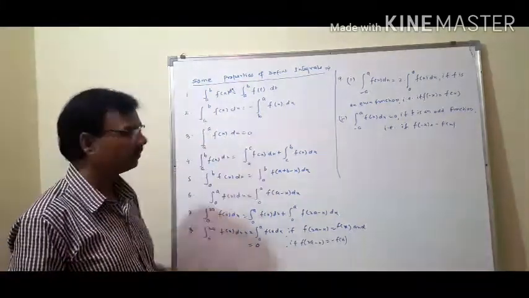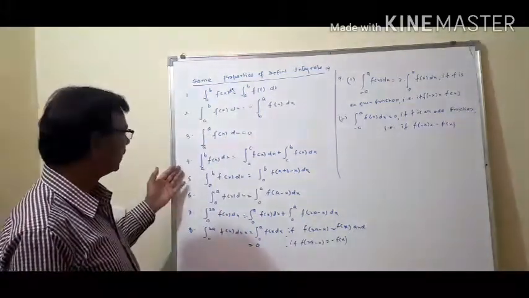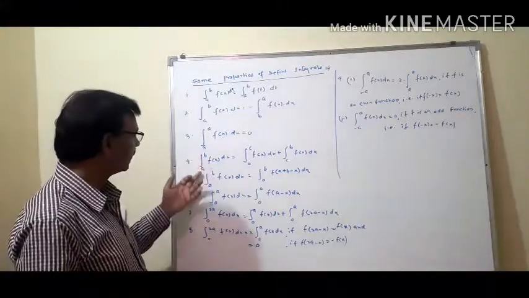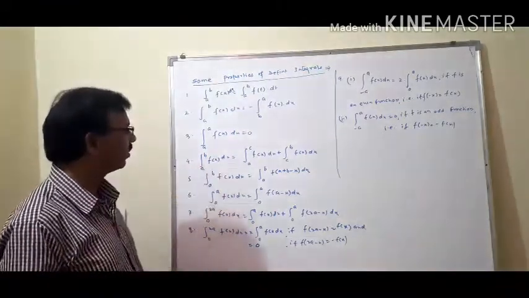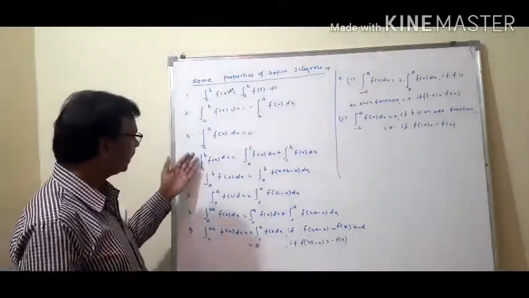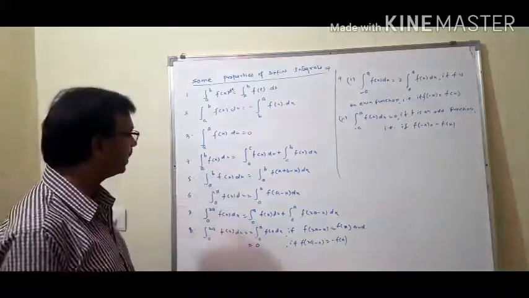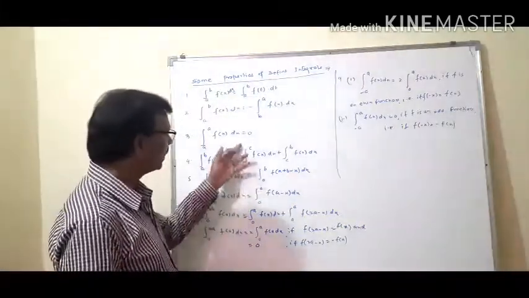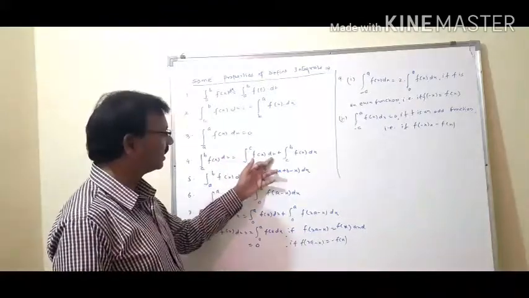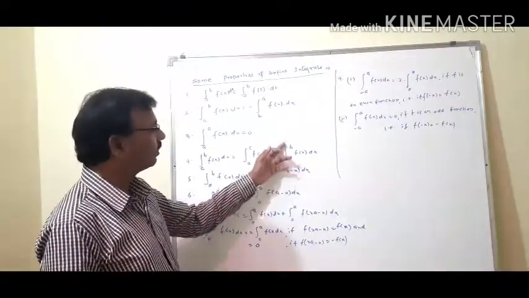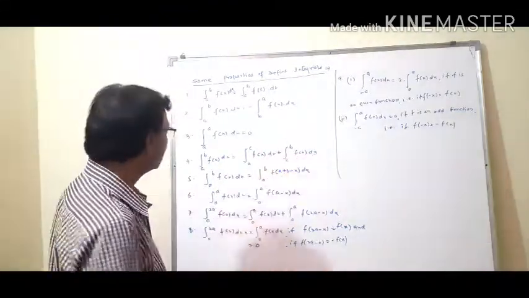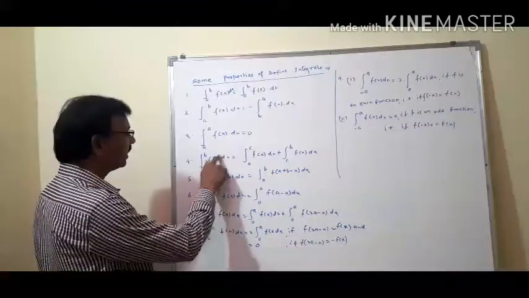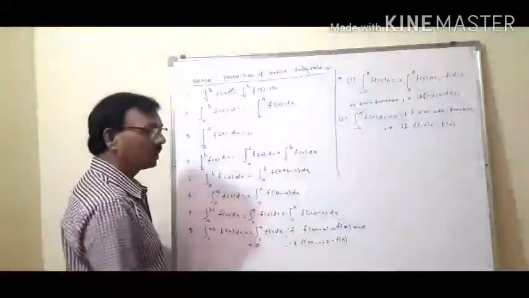Fourth property: the integration from a to b of f of x dx is equal to, we can break this limit into two or more limits, like the integration from a to c of f of x dx plus the integration from c to b of f of x dx. That means we can break this integral into two or more integrals.